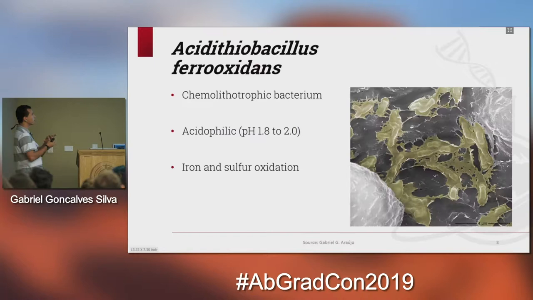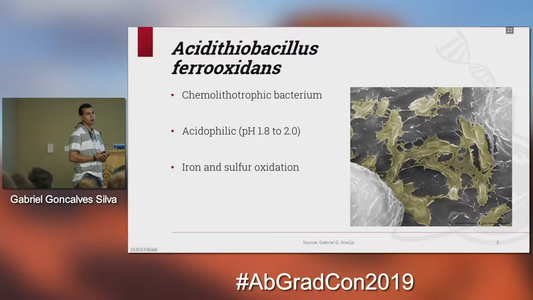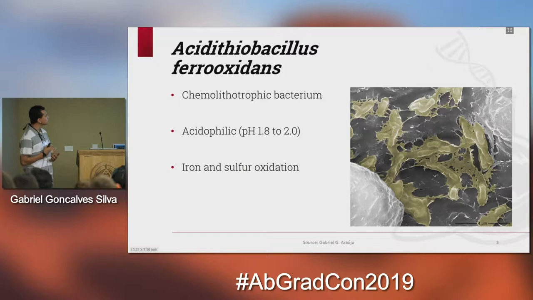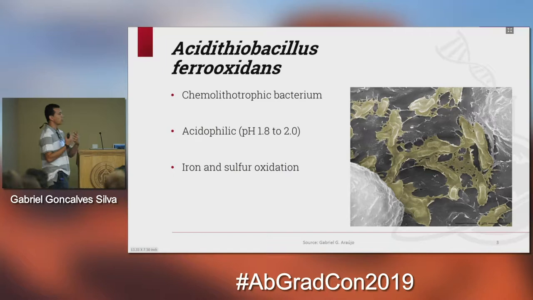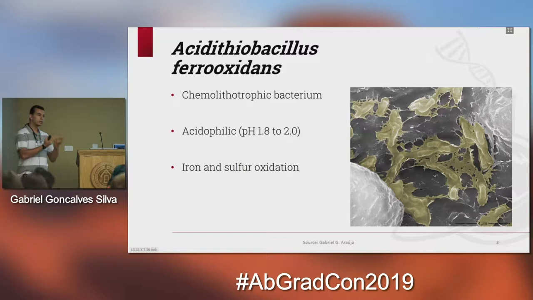For people that are not familiar with the idea of this interaction between microorganisms and rocks and meteorites, in the laboratory we use some model microorganisms. In this case, this chemolithotrophic bacterium called Acidithiobacillus ferrooxidans. It's a real model for us because, as I was saying before, it's a chemolithotrophic microorganism. This bacterium is able to use inorganic molecules that we find in rocks as an energy source for living.